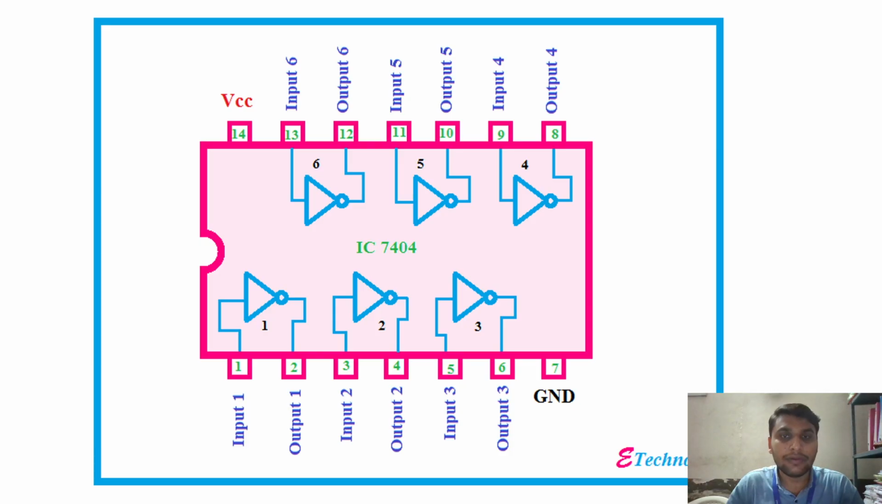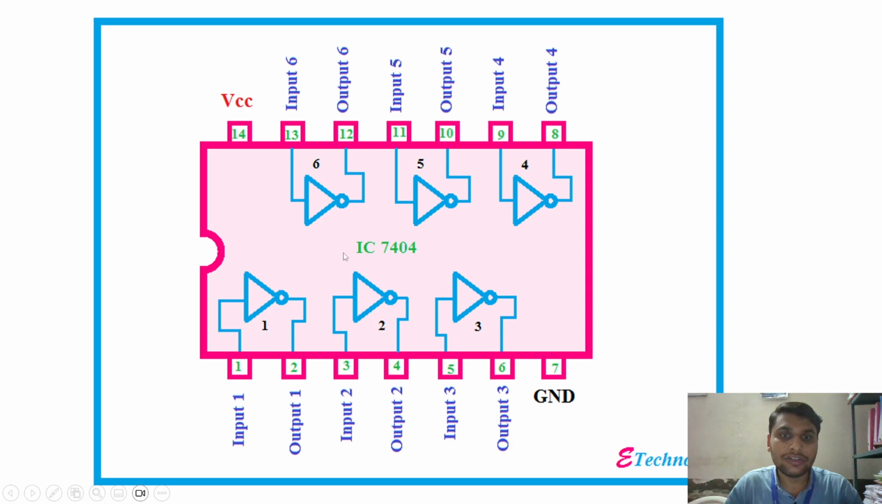Right, and we have to perform the practical on the Tinkercad dashboard, which is an online simulator, free for all. So see here, this is the IC number 7404. It has a total of 14 pins, in which pin number 7 is ground and pin number 14 is VCC. Ground means you have to connect the negative power supply, and VCC means you have to connect the positive power supply.